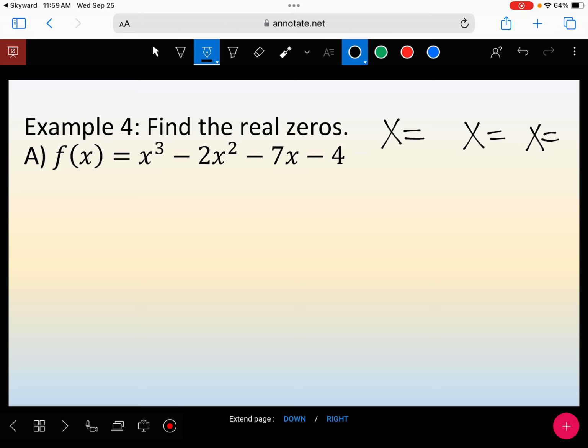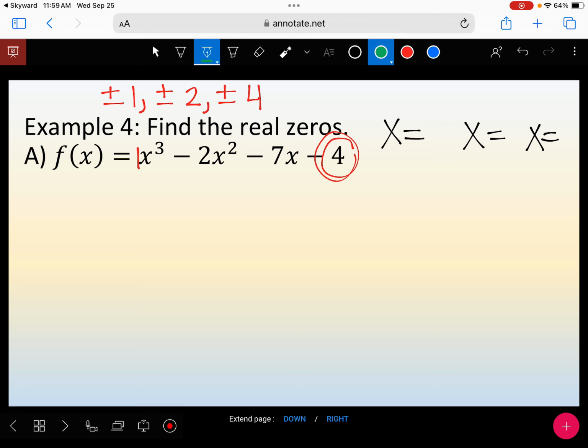Our possibilities, numbers that we're going to test using synthetic division. So q is 4. What are the numbers that go into 4? Plus and minus 1, plus and minus, what else? 2, plus and minus, can I put 3? No, 4. And 4. So we got 6 possibilities. These are the numbers that go into 4. Factors of 4. p is 1, and there's only one factor of 1, and that is 1.